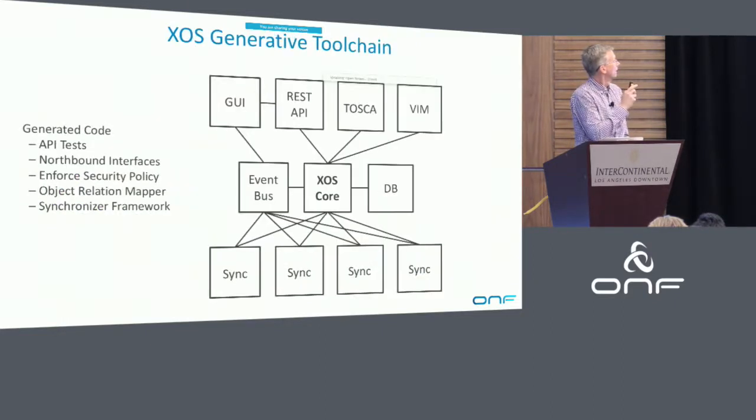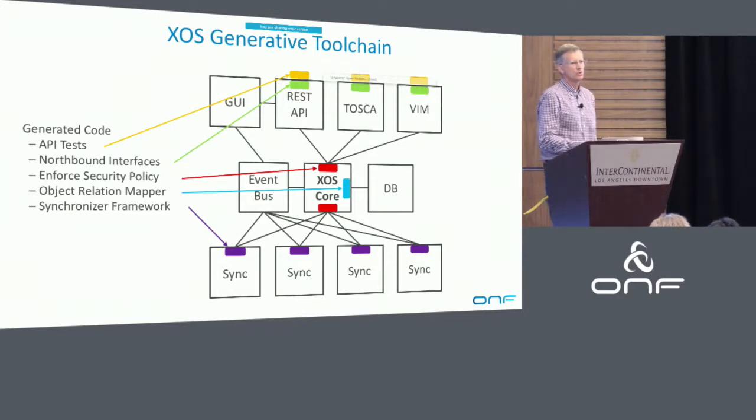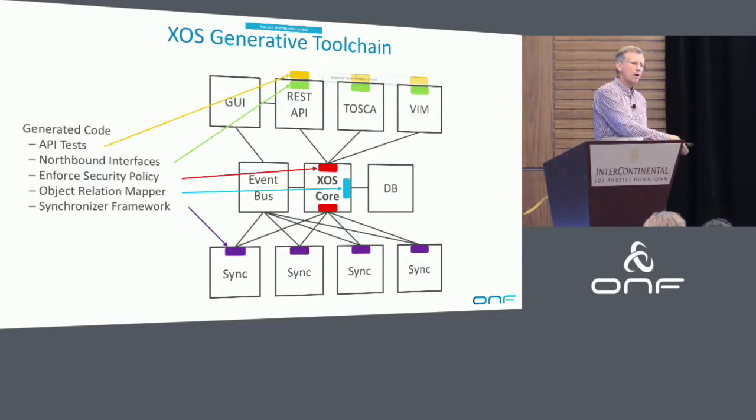It's a generative tool chain. And so one of the things that happens is that when you provide the set of models to the system, it goes off and generates a whole bunch of code to make sure those models are enforced. So you can generate APIs, you can generate test cases for the APIs, you can generate security enforcement, you can generate object management databases, object relation mappers, you can generate the code for the synchronizers. And that's, again, an extensible set of things that you can generate, but it's the point at which you have the opportunity to enforce the models on the rest of the system.